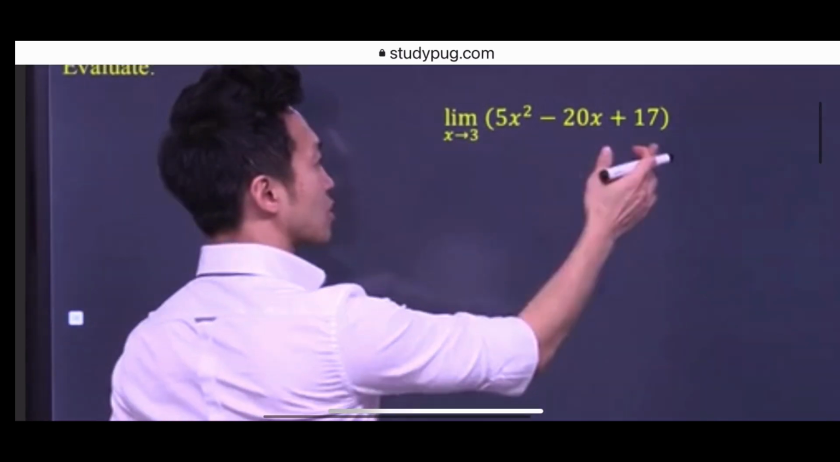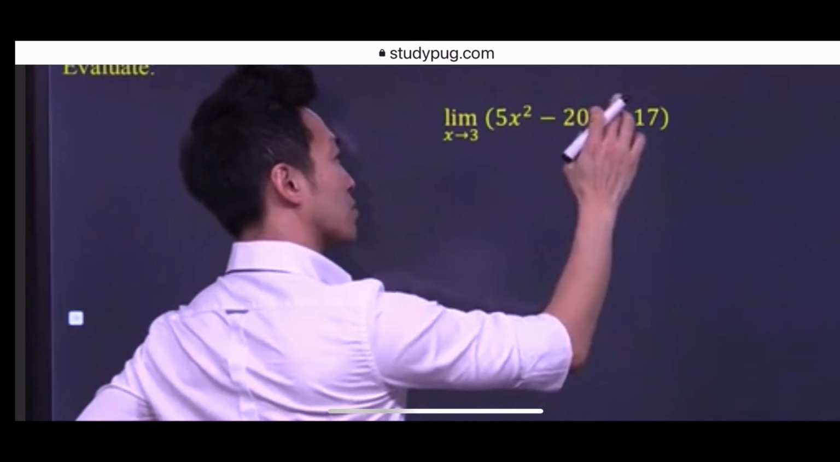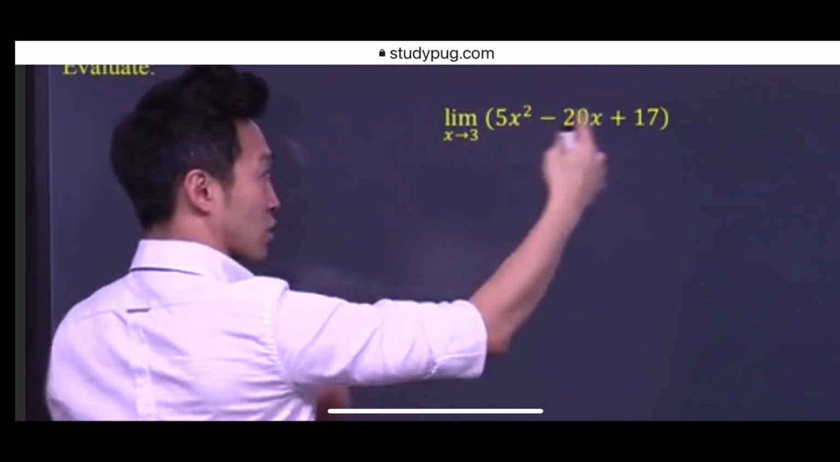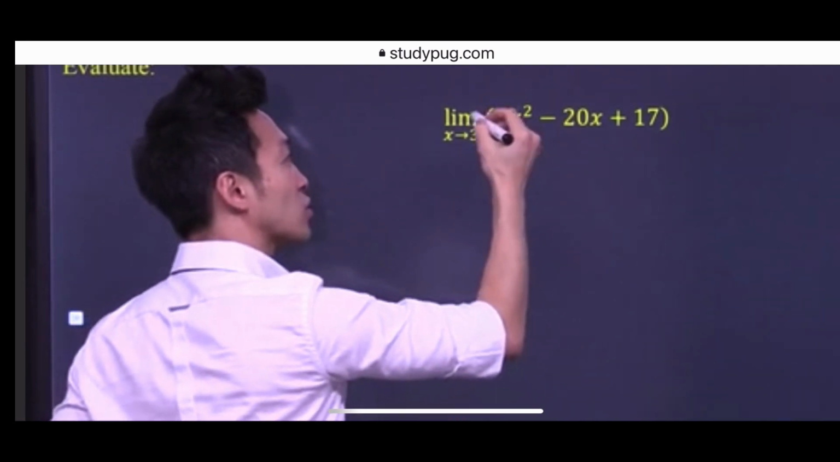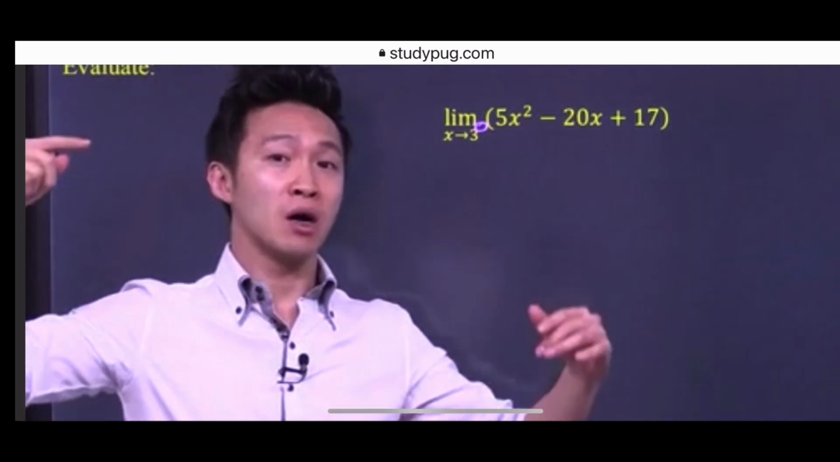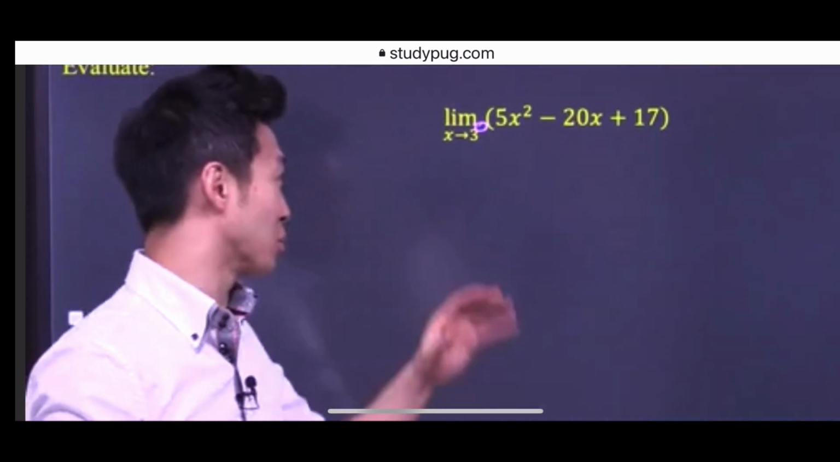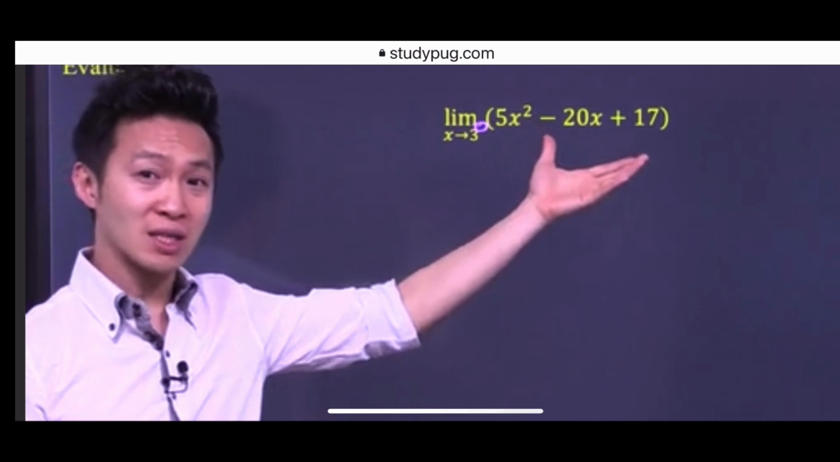Find the limit of the function 5x squared minus 20x plus 17 as x approaches 3 from both directions, right? Because if the direction is not specified, that means we have to consider approaching the value from both directions. Now, I know you all can't wait to apply direct substitution to evaluate this limit.